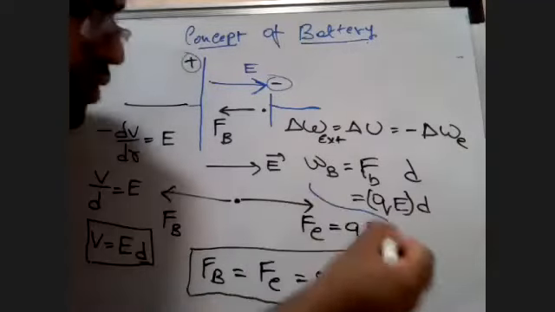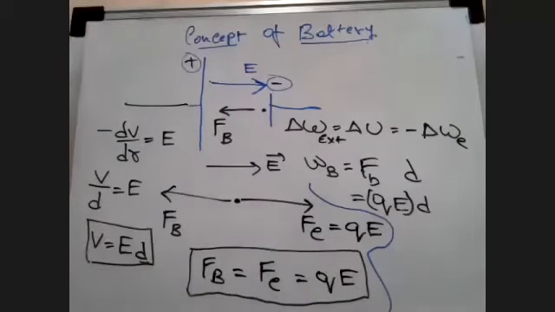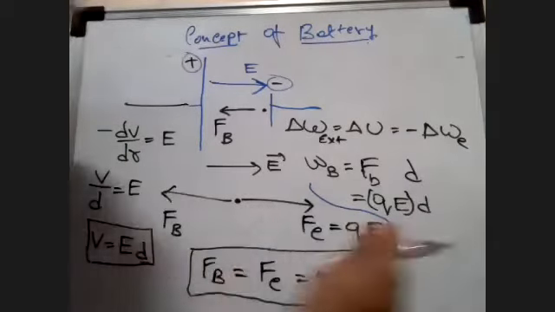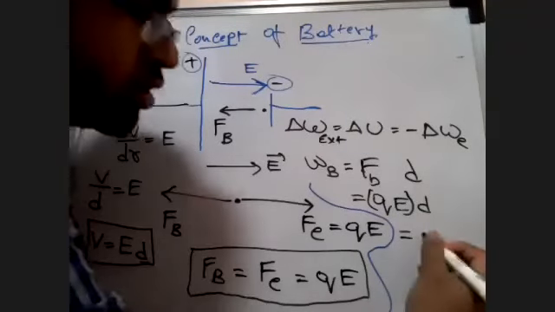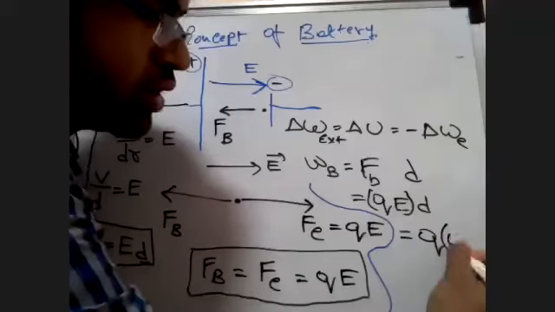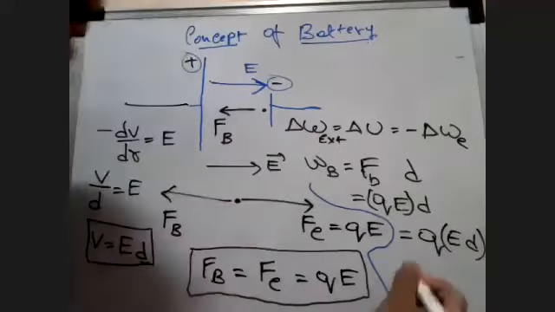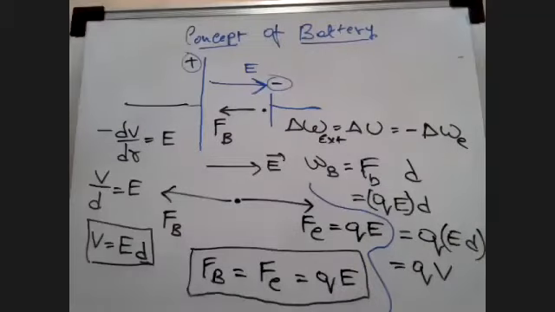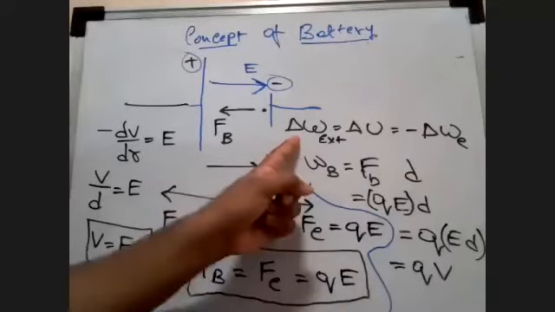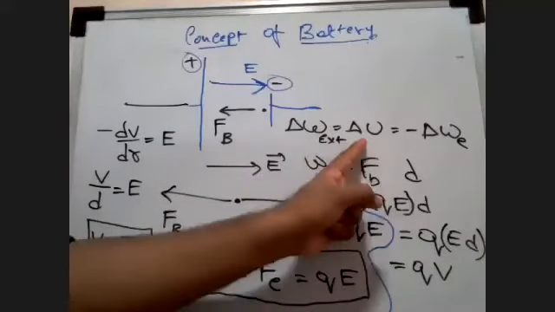So the work done by the battery can also be written as Q into E times D, and that is equal to Q times potential difference. I derived this, but if you all had to remember, I didn't have to derive it. So please remember that work done by external force is equal to Q times the change in potential.